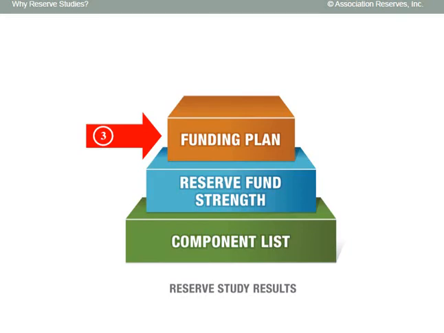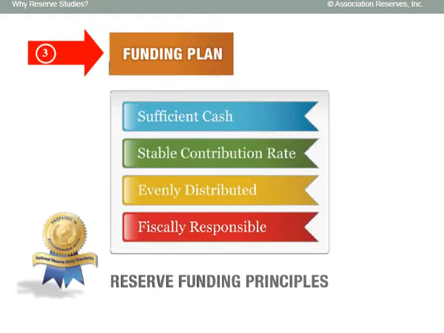And finally, we move on to the third result, the funding plan. How do we do that, and what are we trying to accomplish? Well, again, according to National Reserve Study standards, we're trying to accomplish 4 things with the funding plan. We need to fundamentally make sure that the association is prepared for the timely execution of those anticipated projects, the scope and schedule that we defined in the reserve component list, by providing sufficient cash.